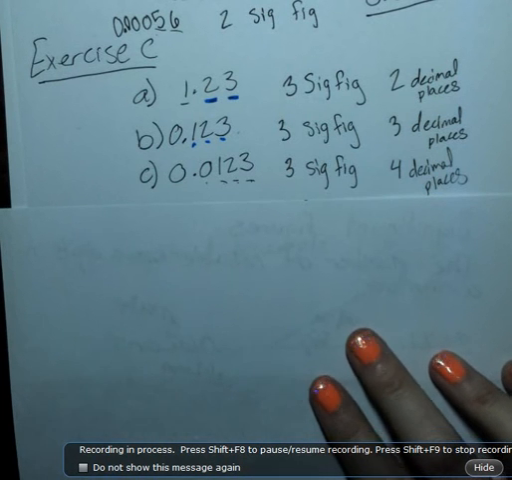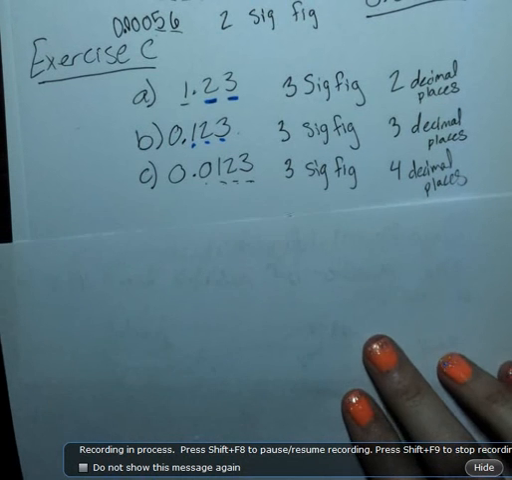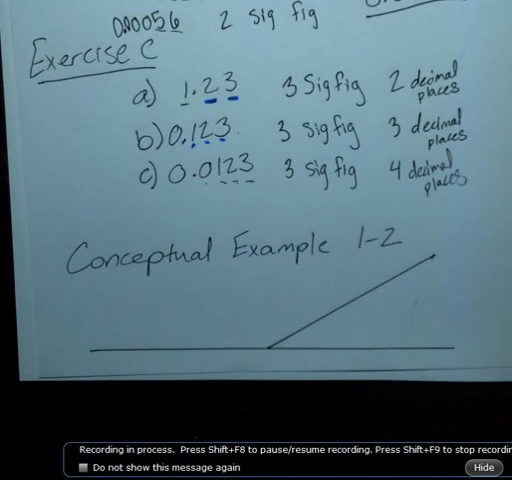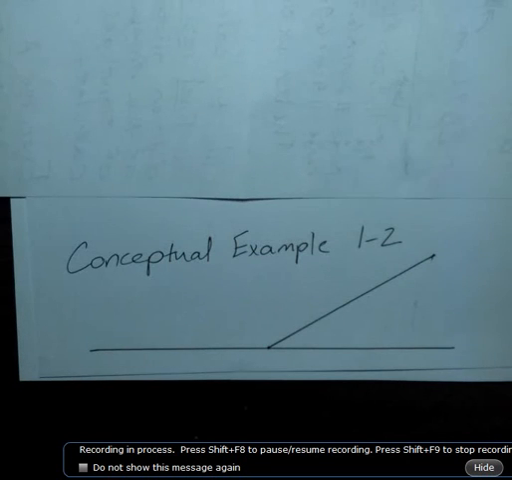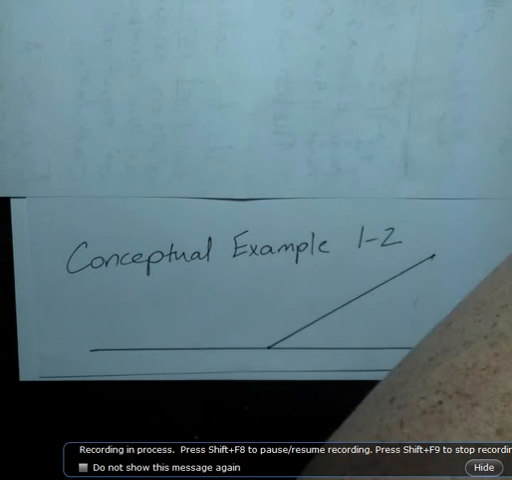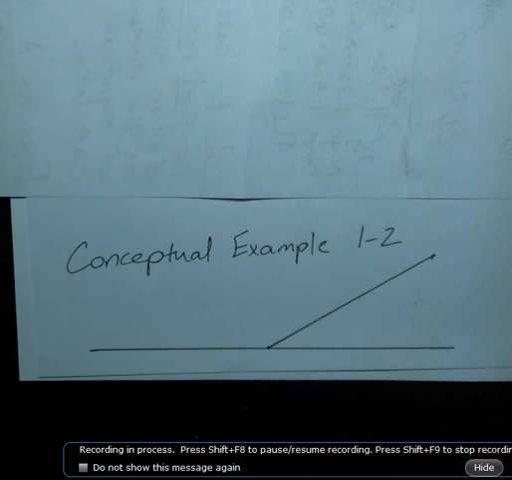Last but not least, we're going to take a look at a conceptual example. And I like this conceptual example because it gives us a chance to look at something that you might see in a laboratory setting, especially if you're having to do some measurements. Having something written on paper like this is probably going to be a little bit easier to measure than if you're in the laboratory trying to take a measurement.